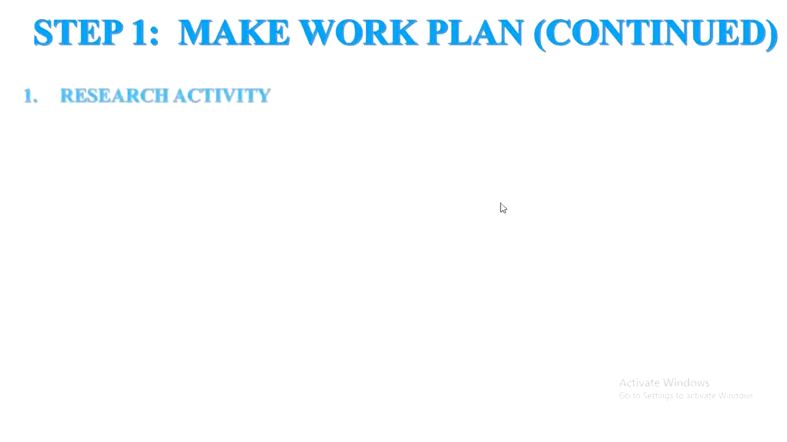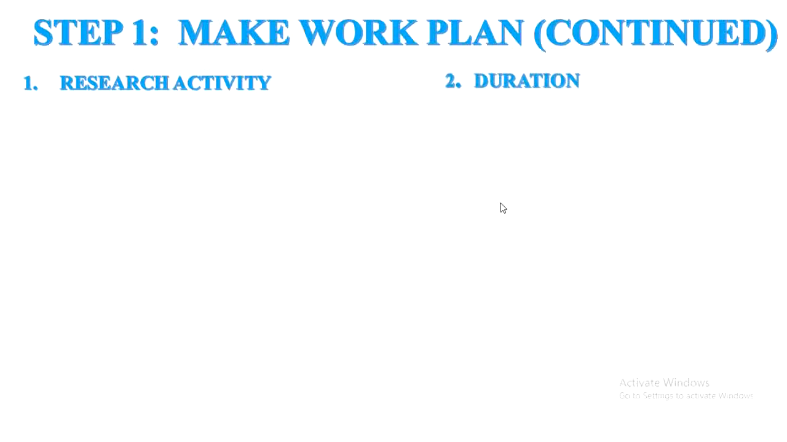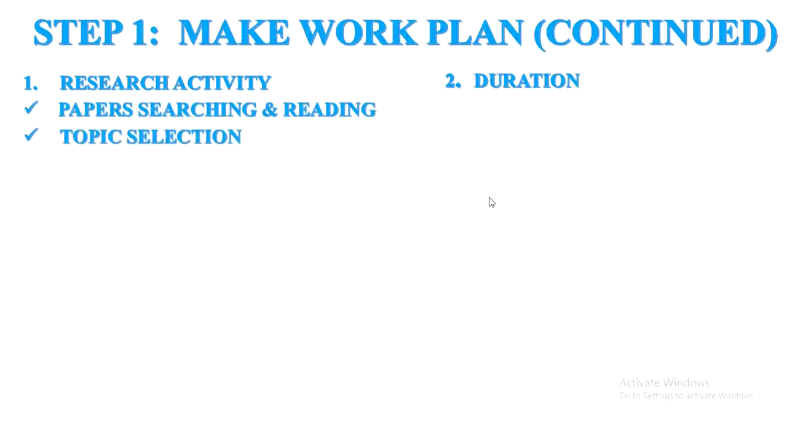In a work plan, number 1, you need a research activity. Number 2, you need a duration in which you have to complete that particular research activity. First I will tell you the research activities which are most commonly used in research, then I will tell you about the duration of each research activity. So let's start. The first research activity is reading papers, searching papers. Then topic selection is your second research activity.